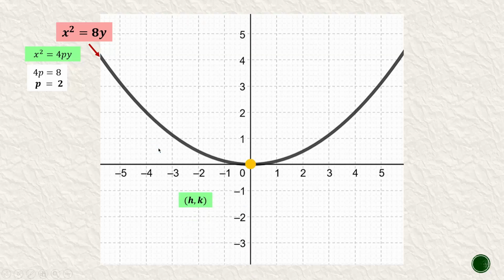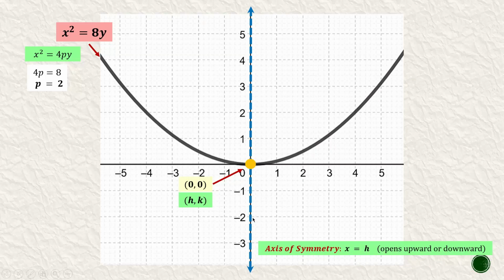That's the hk. You can clearly see here that the vertex is at 0, 0. And then we have this imaginary line that divides the parabola into two equal parts. We call that the axis of symmetry. So for the axis of symmetry, the equation of that depends on your h. So if h is equal to 0 in this case, that means our axis of symmetry is at x equals 0. Now let's go on the focus.